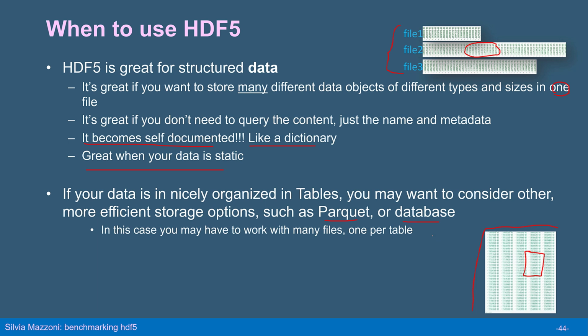Okay, the nice thing about CSV files is that they're ASCII files that are readable by a human, which is sometimes just a really nice thing to have. It's a great way of checking your data. In this case, though, you may have to work with many files, one per table. And that's something that you need to take into account in your decision making.